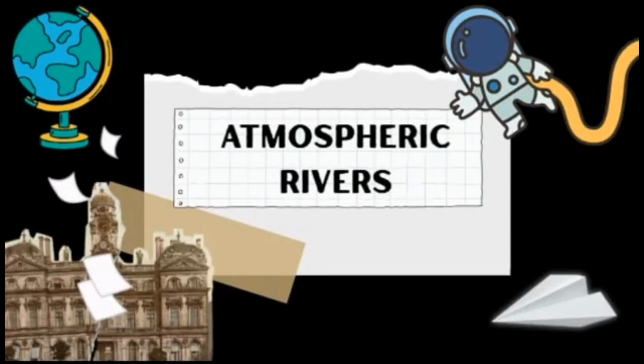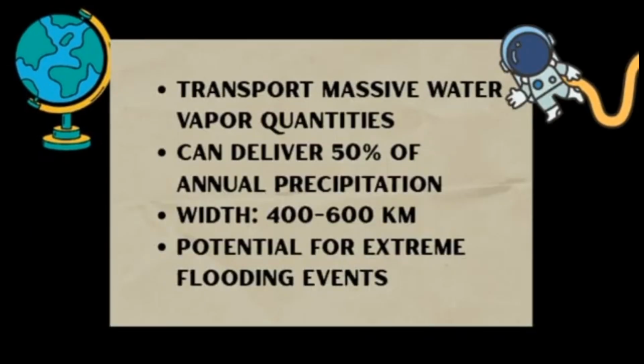Let's move to atmospheric rivers. This one transports massive water vapor quantities and can deliver 50% of annual precipitation, with winds of 400 to 600 km, and the potential for extreme flooding events.